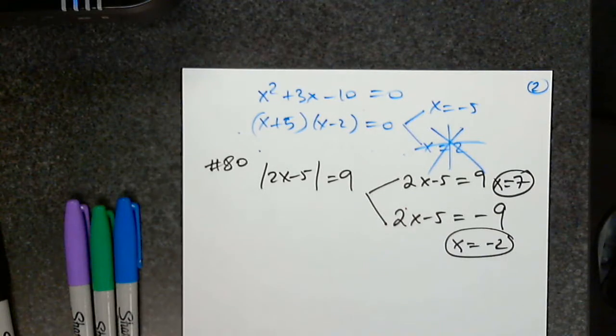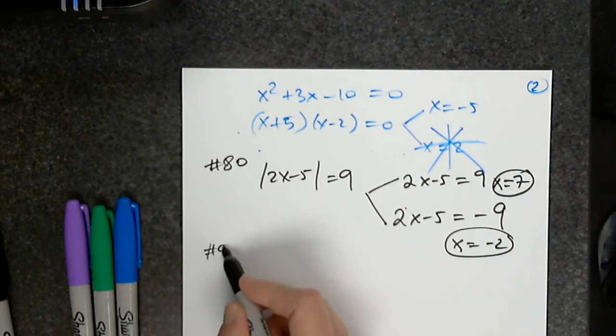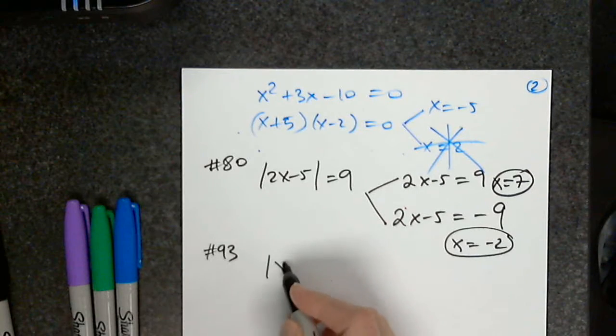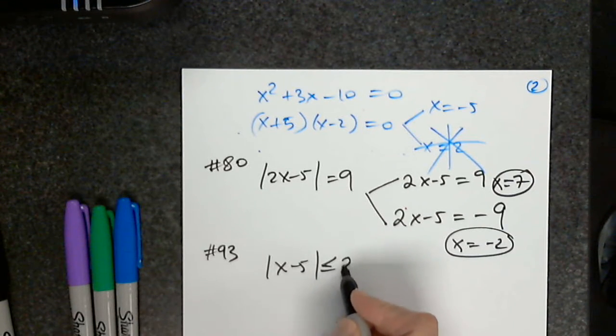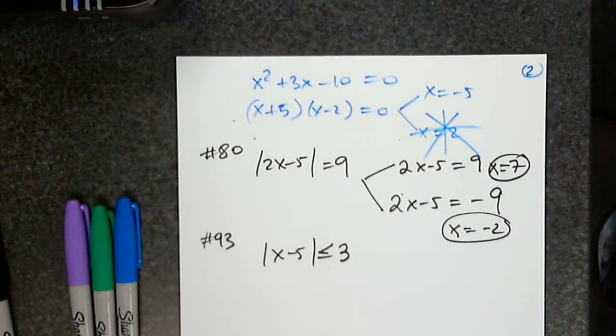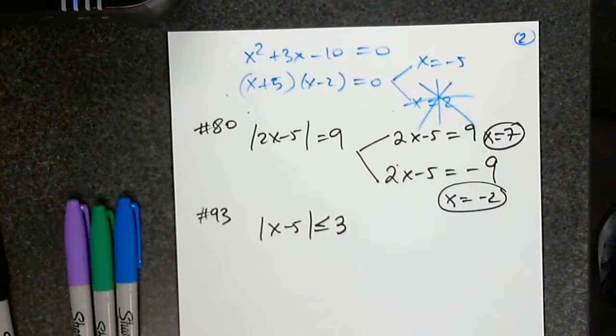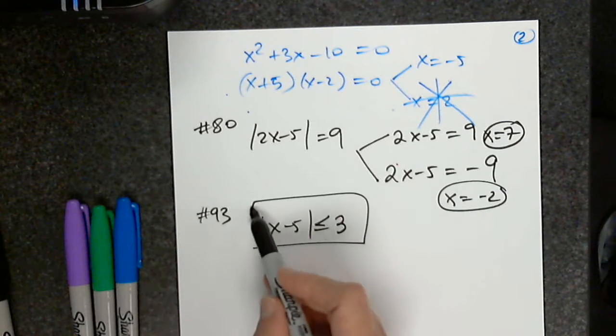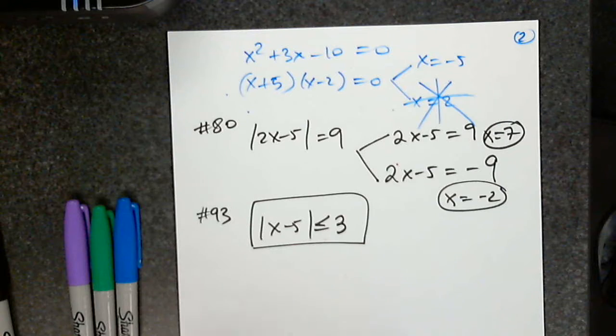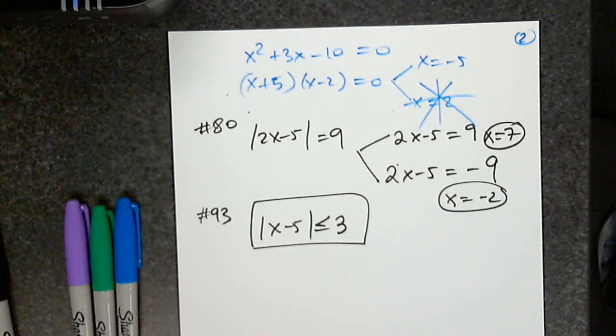Okay, 93. What type of, and what is this? It's an absolute value inequality. How do I change it? I cannot do anything to it. I have to change it into something that it equals to so I can solve.